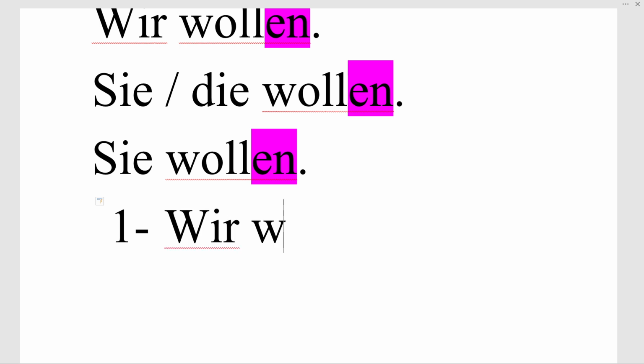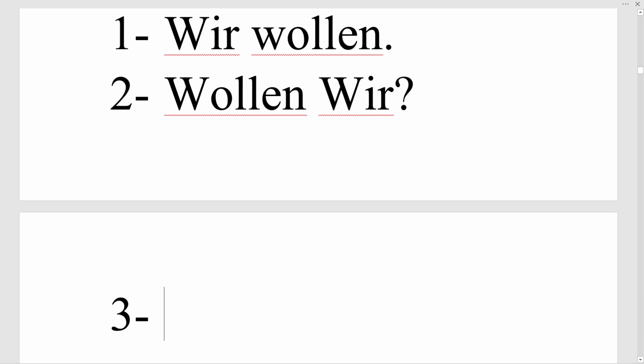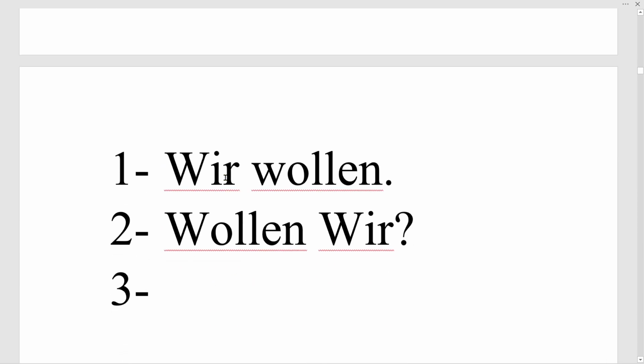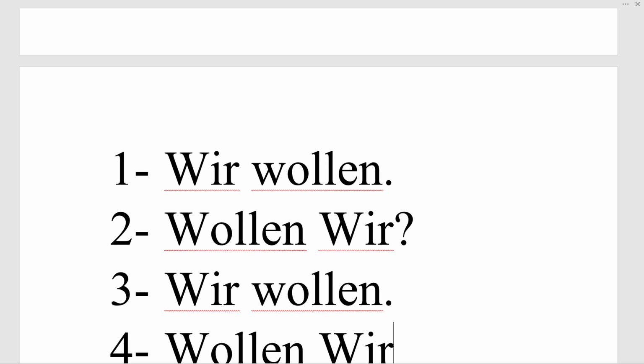wir wollen, means we want. Now the question form is wollen wir, means do we want. We basically do the same thing for the rest of them, and then we will see how it goes. Just remember number 3 and number 4 are basically number 1 and number 2. So I'm going to write the same thing here, wir wollen. And again, number 4, I'm going to write wollen wir, right? Wollen wir. This W here must be small.